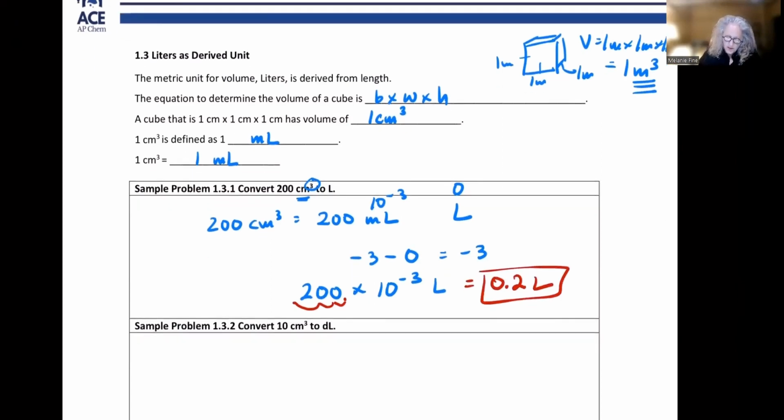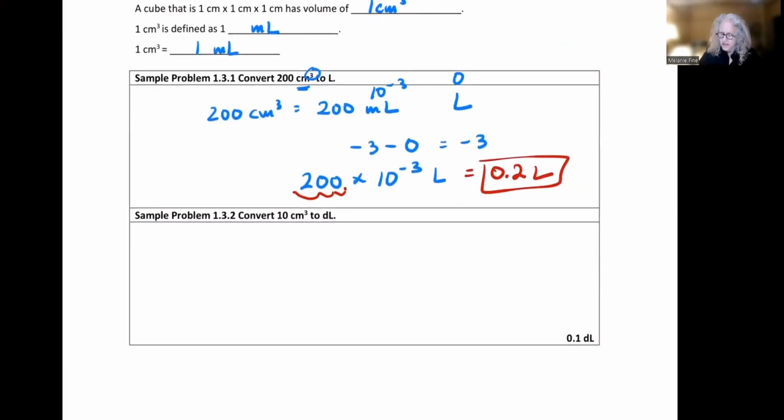Go on and solve the next problem on your own. Obviously, the answer is here. Come back for the explanation, and be sure to pause the video and do the problem. Welcome back. If you unpause the video, it means that you've solved this problem.